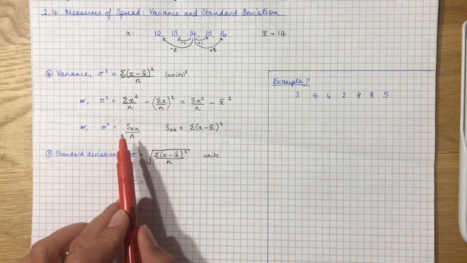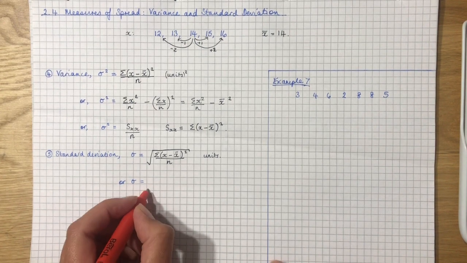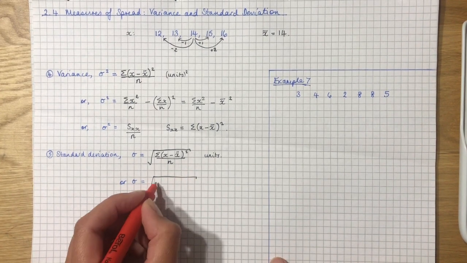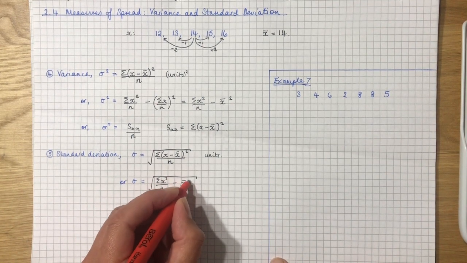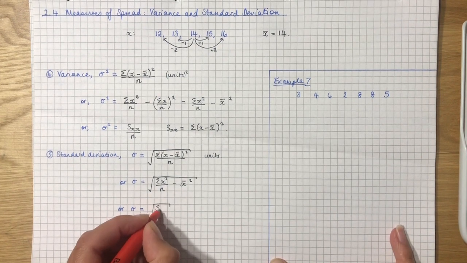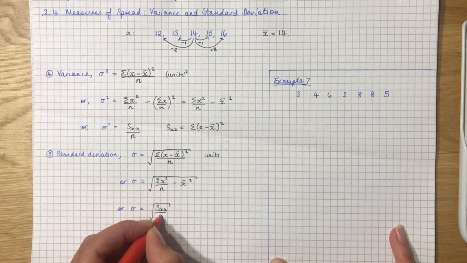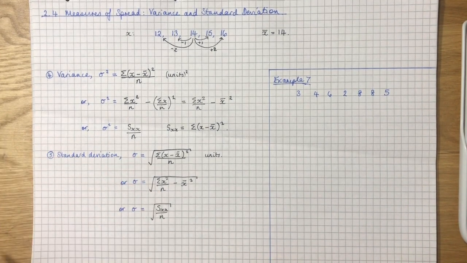Now, of course, if the standard deviation is the square root of the variance, then all of the versions of this can just be square rooted to give us 3 different versions of the standard deviation. So we could say, for instance, that the standard deviation is the square root of the sum of the squares of the x values over n minus the mean squared, or we could say it's the square root of SXX over n. And all of those are just 3 different versions of the same thing.